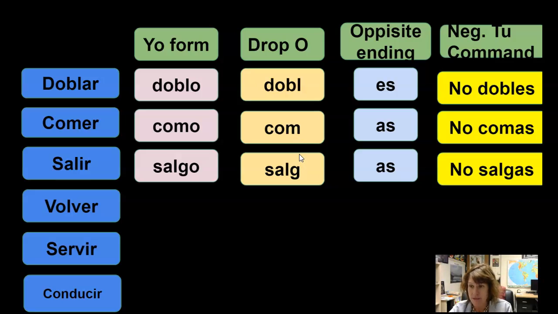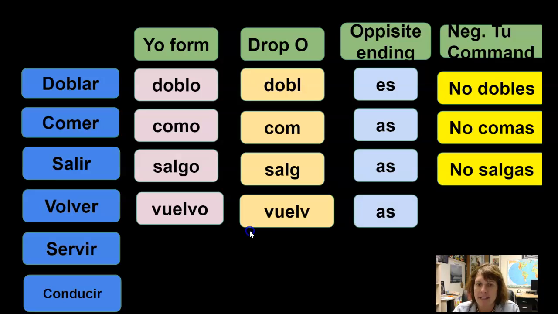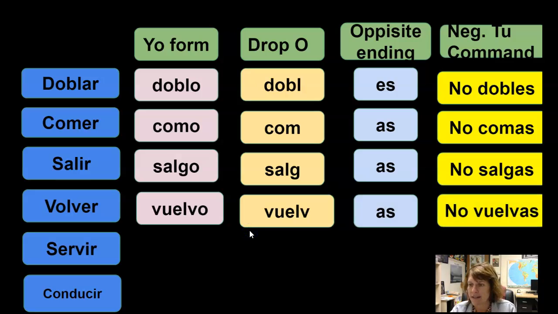So hopefully you guys are getting the gist of it. So volver, so this is why it's important to put it in the yo form too, because it helps with any stem changers. In the present tense, O changes to UE, so it's vuelvo. You drop the O, you add the opposite ending, and it becomes no vuelvas.